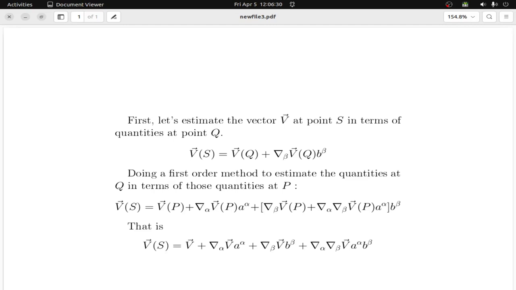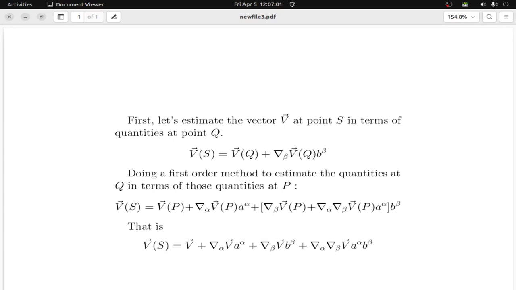Now, all of the quantities on the right-hand side of the equation are evaluated at point P, so I'm going to stop writing things like v at P and delta alpha v at P. If I don't specify where I'm evaluating something, it's understood now to be at point P, the point that we started at. All of this is along that first path.